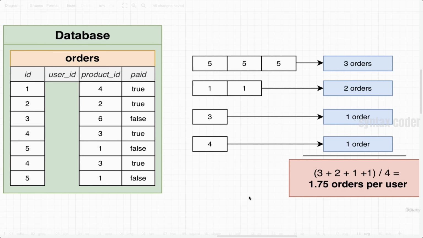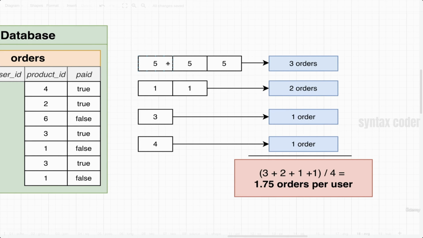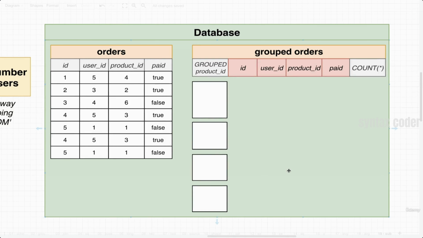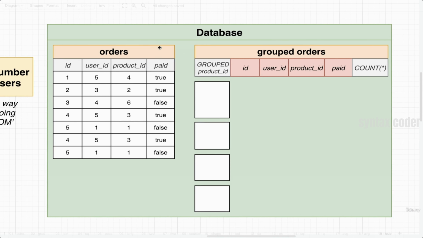So now that we understand what we are trying to calculate, let's translate all this into the world of SQL. How would we do this same kind of operation using SQL? Well, here's one way that we might go about this. We might decide to do a group by. That's essentially what we just did on that last diagram. We could run a group by on orders, and we could group by user ID.